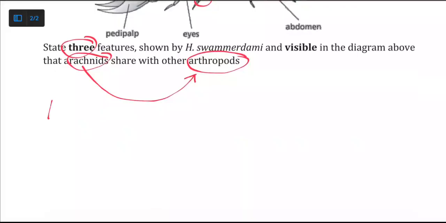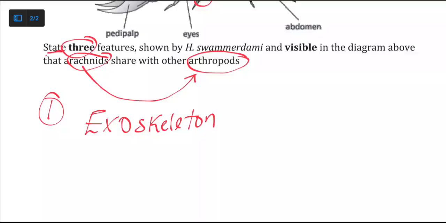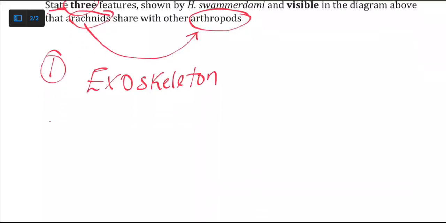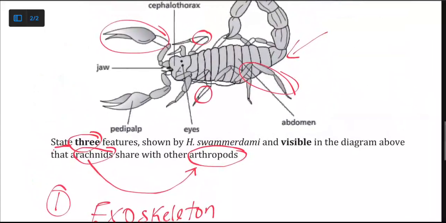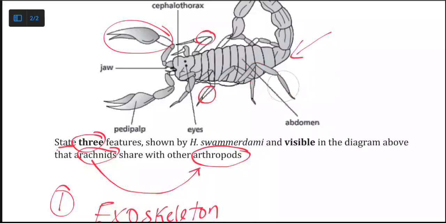So the first one is the presence of what? Exoskeleton. So we have the exoskeleton. You don't have to explain. Remember the question saying state. So the number one is the exoskeleton. We can see it clearly there. Number two, let me take you back just on the same diagram. You can clearly see that. Let me just erase this that I've circled there. You can clearly see that.